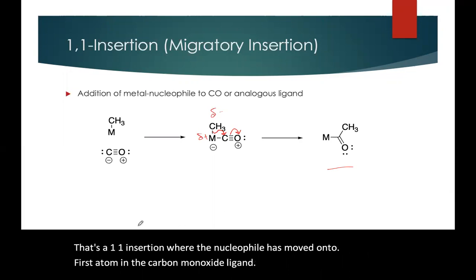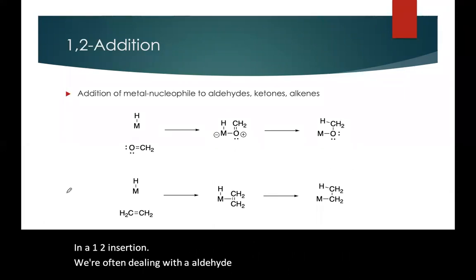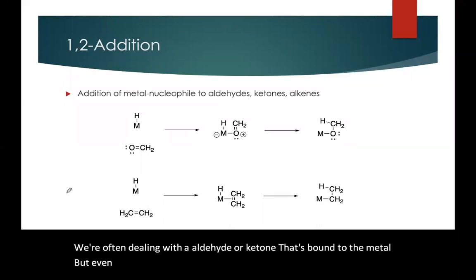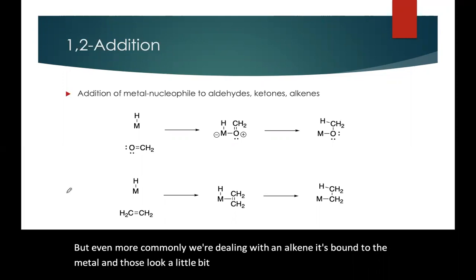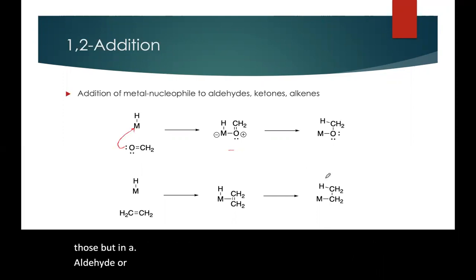In a 1,2 insertion, we're often dealing with an aldehyde or a ketone that's bound to the metal, but even more commonly, we're dealing with an alkene that's bound to the metal. And those look a little bit different, so we'll take a look at each of those. But in an aldehyde or ketone, we would imagine the oxygen lone pair coordinating to the metal to get a species that looks like this.